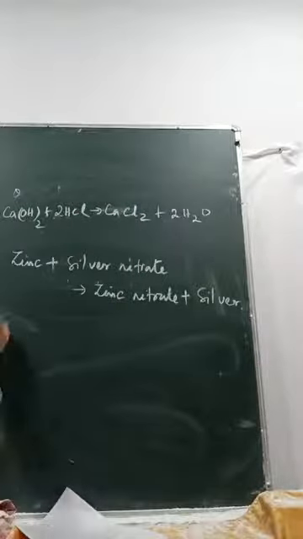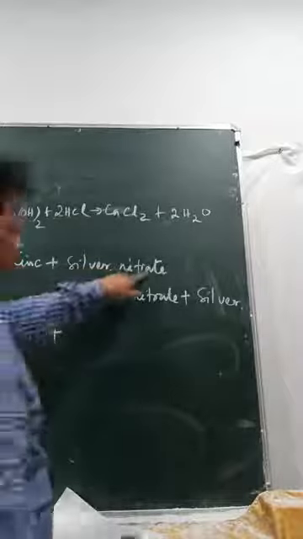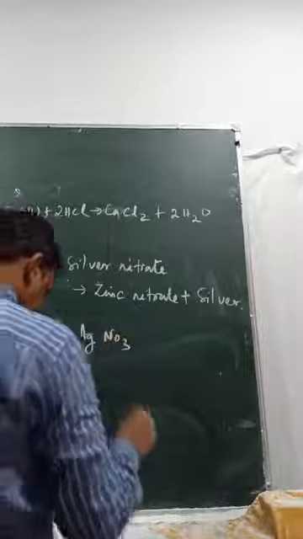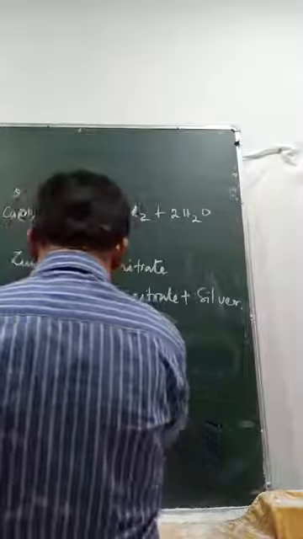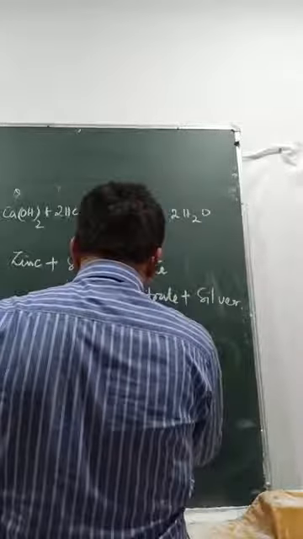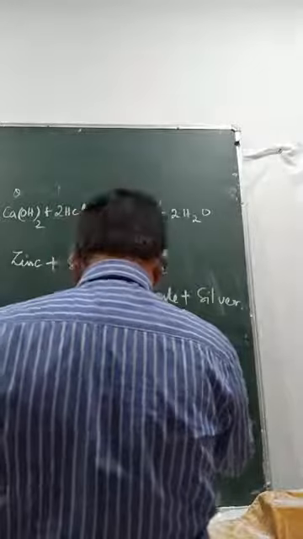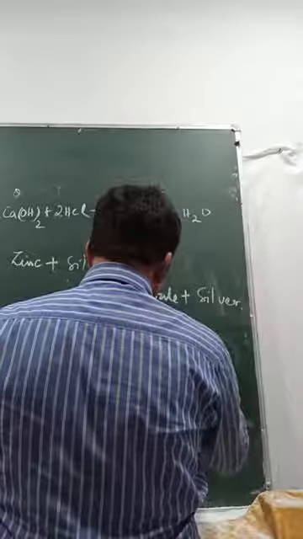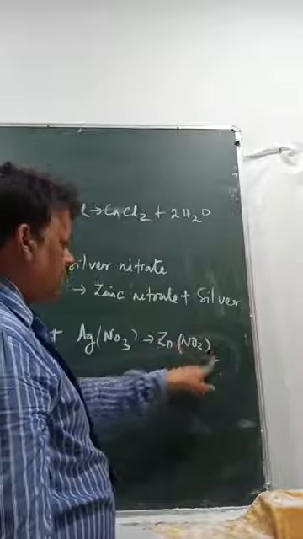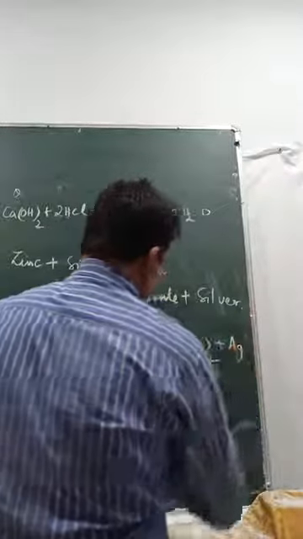So you can write zinc Zn, silver nitrate AgNO3, okay, gives you zinc nitrate Zn(NO3)2. So when I teach you the valence, then I will discuss why this is coming. Then plus silver means Ag.